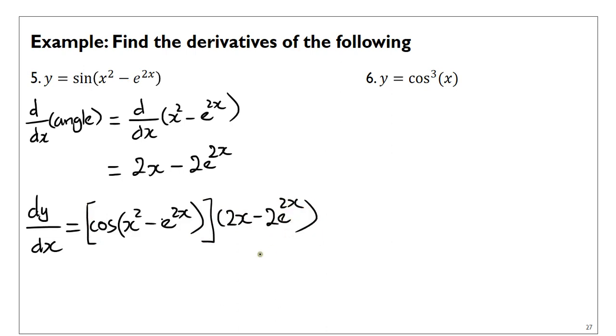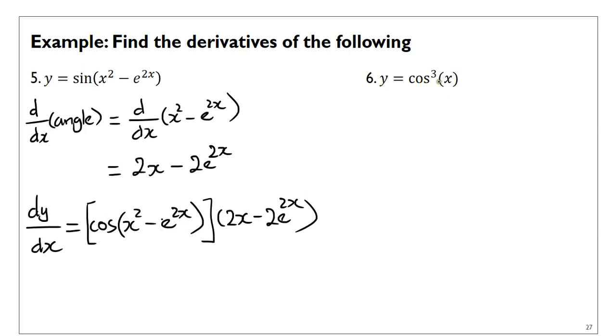I don't think you can do anything else to this. There is no need to open the brackets. It doesn't simplify the expression at all. This extra bracket is just me being cautious to represent that this is multiplied with the cosine, not multiplied to the angle. Okay, let's move on to example 6.